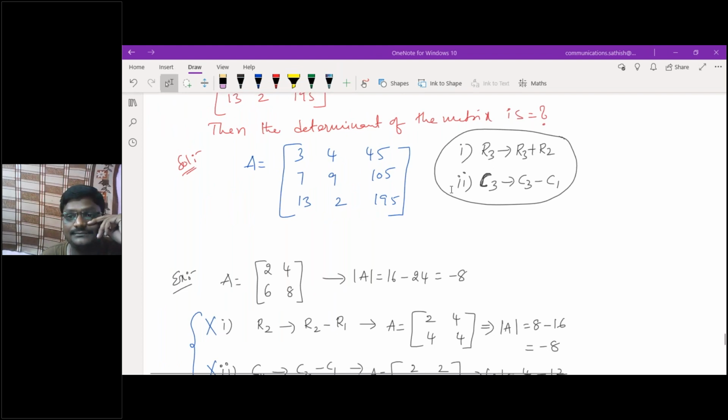So what happens here? See, they have given the operations as R3 as R3 plus R2 and C3 as C3 minus C1. Is there any effect of these operations on the matrix? No, sir. So there is no effect of these operations on the corresponding matrix. So directly you can find the determinant for that matrix.